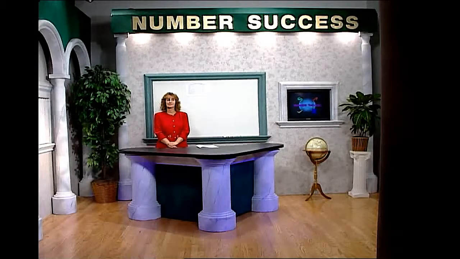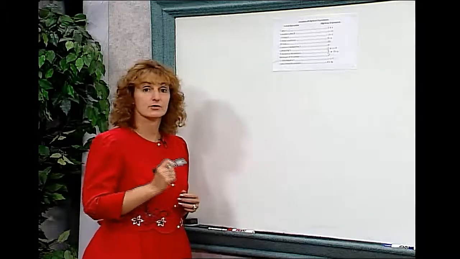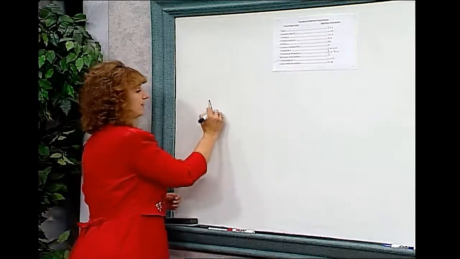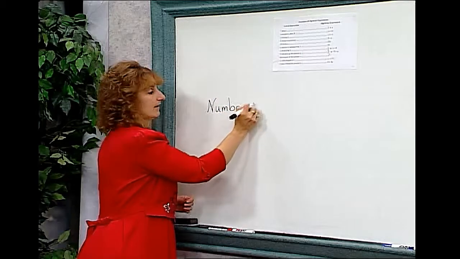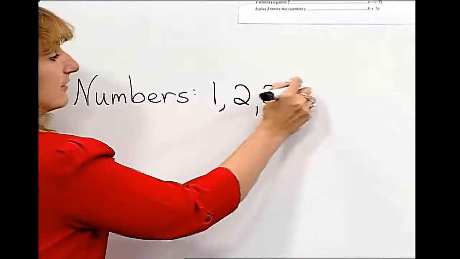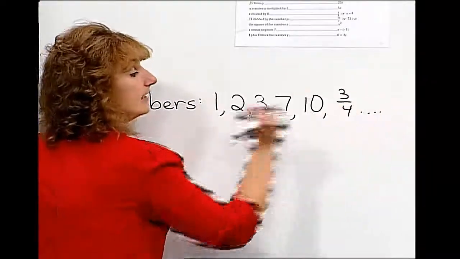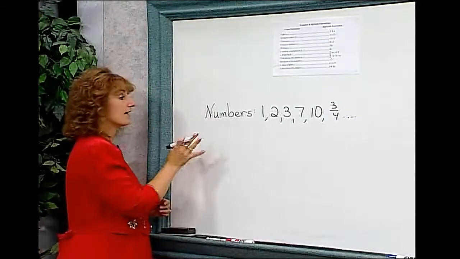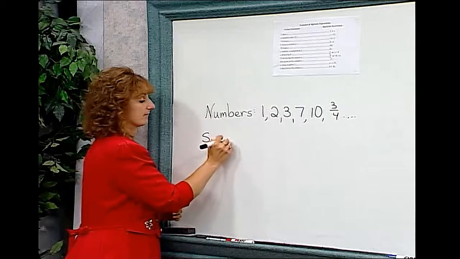Algebraic expressions. Algebra is a generalized form of arithmetic that uses three things. The first is numbers. Examples: 1, 2, 3, 7, 10, 3/4. Any number is fine. The second is signs of operations.